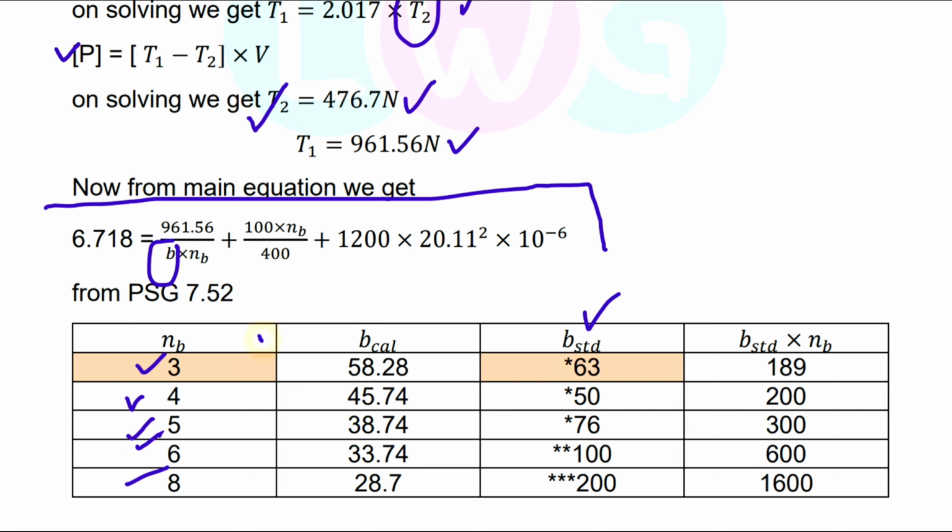I hope you have understood these two columns. Now for the next, put the value 4 here, and here also 4, solve it, you will get the value of B which will be 45.74. Again put 5 here and here also 5, you will get the value of B which will be 38.74. Like this, fill these two columns. As these two columns are finished, go for the third column.